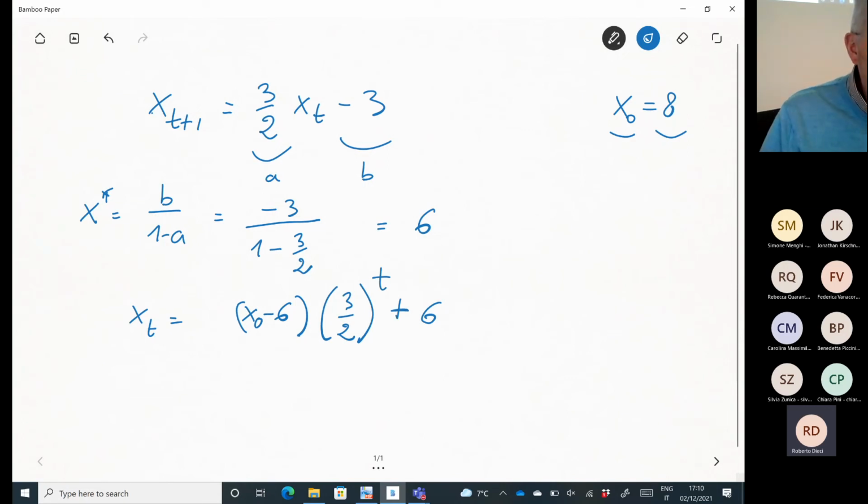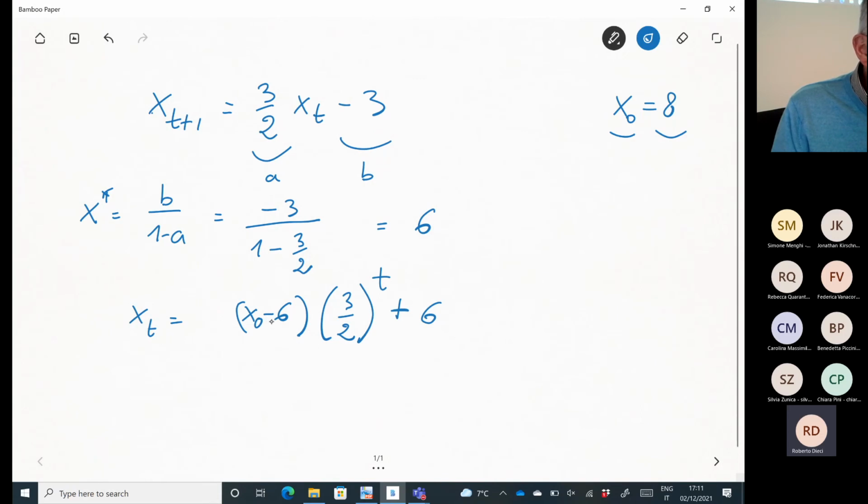What happens here? Suppose the system has x0 equal to 6. Then the initial deviation from the steady state is 0. This is a very particular case. It is multiplied by 3/2 to the power of t, but it becomes 0. If we start from x0 equal to 6, the system will remain at 6 forever. But this is the only case.